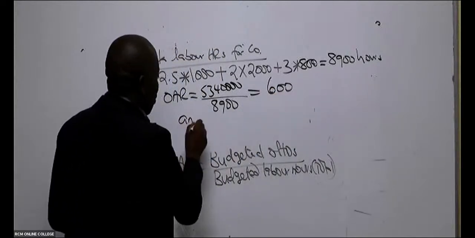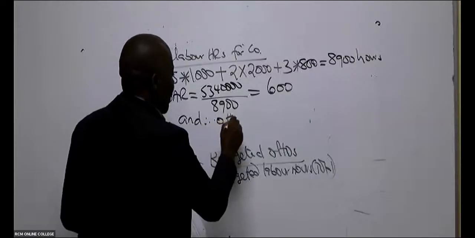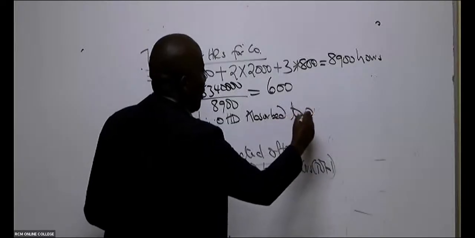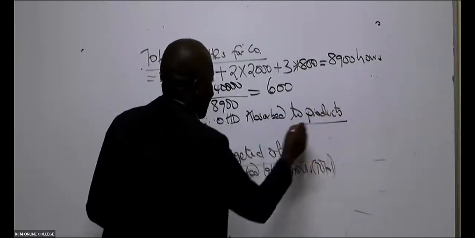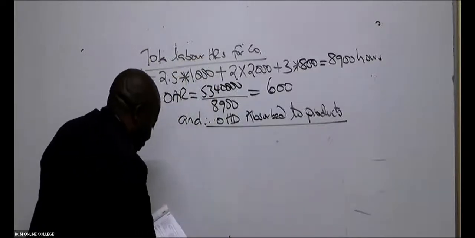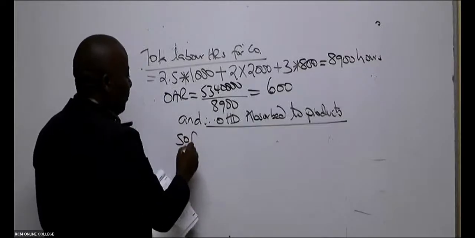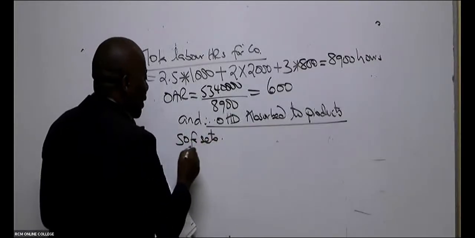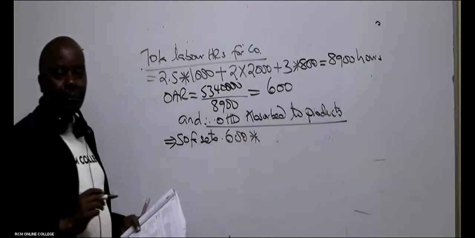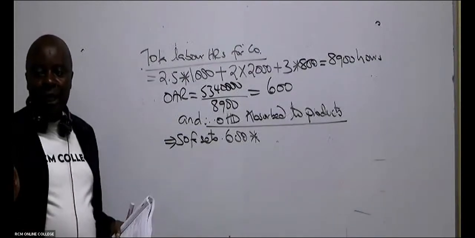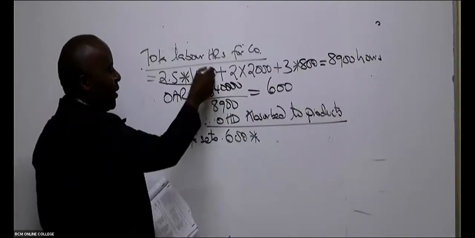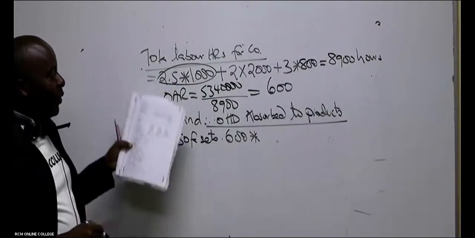And therefore, overheads absorbed to each unit. Overheads absorbed to products. Ladies and gentlemen, we start with the first product. The first product here is known as sofa sets. So sofa sets, we know that we are absorbing 600 for each hour. But how many hours do we need for all sofa sets? Do you remember them? Number of hours we need for sofa sets.